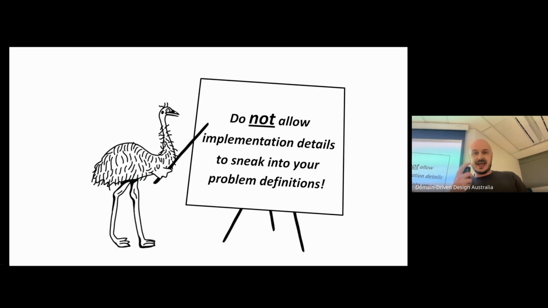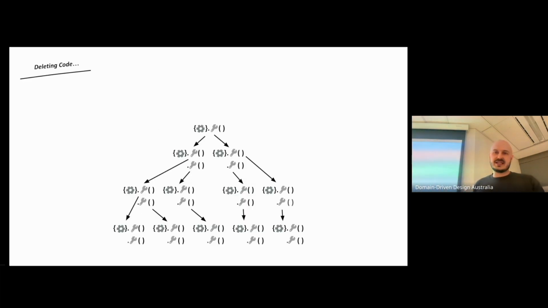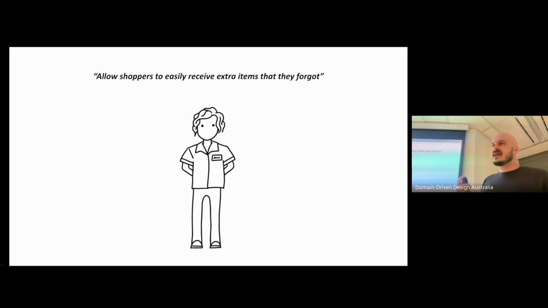So a key takeaway here is not to accidentally put implementation details in your problem statements. At worst, they become self-fulfilling prophecies, as we saw there. And at best, they just restrict your creativity in problem solving. So let's go and delete our update order API and start fresh. And if we take each of those new three problem statements one at a time, maybe we'll start with allow shoppers to easily receive extra items that they forgot.